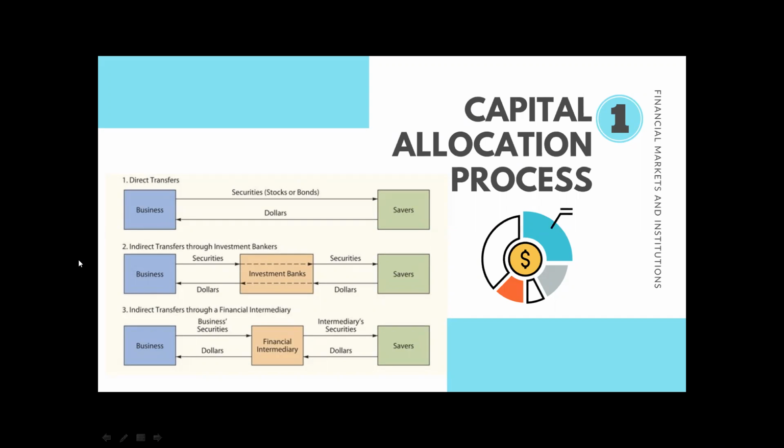The second would be indirect transfers through investment banks, wherein the business securities and savers' money pass through the investment banks such as BDO. And lastly would be indirect transfers through a financial intermediary such as banks, insurance companies, and so on. As you can see, the intermediary creates a new form of capital which is much better for savers to hold.